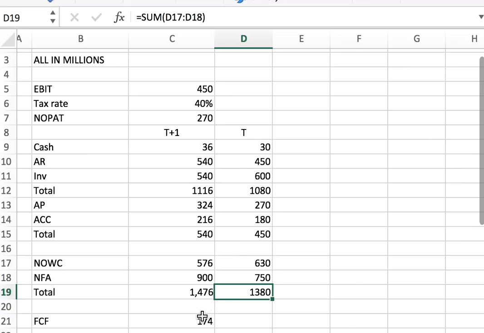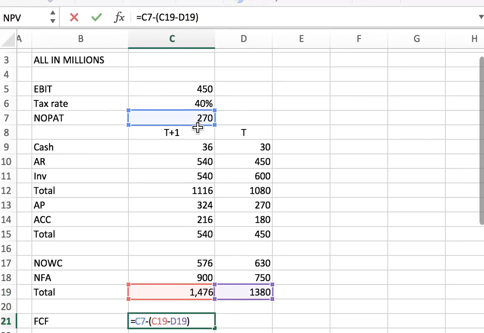And so we get a free cash flow of $174 million. How do we get that? Well, we look at the 270 that is available, and then we look at the difference of keeping the operation going. Last year it took $1.38 billion to keep it going. This year it took $1.47 billion. So the difference, of course, came out of free cash flow.